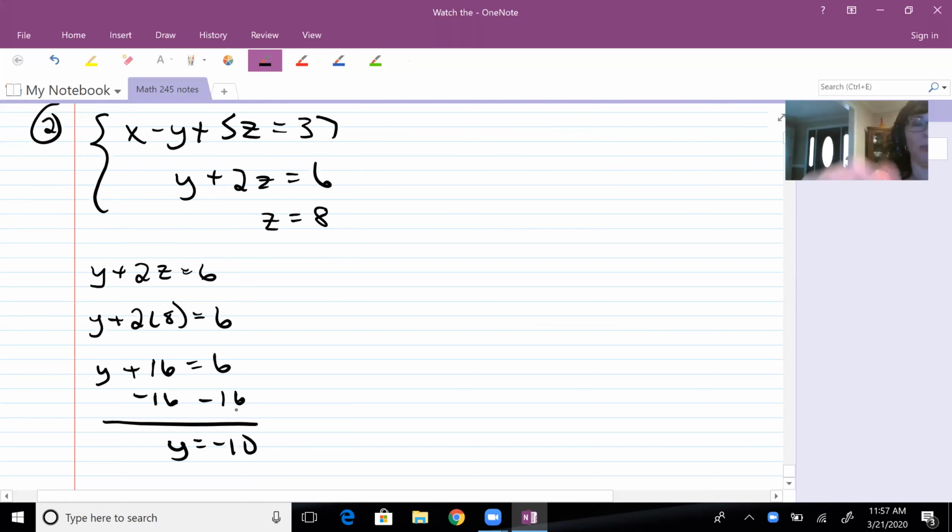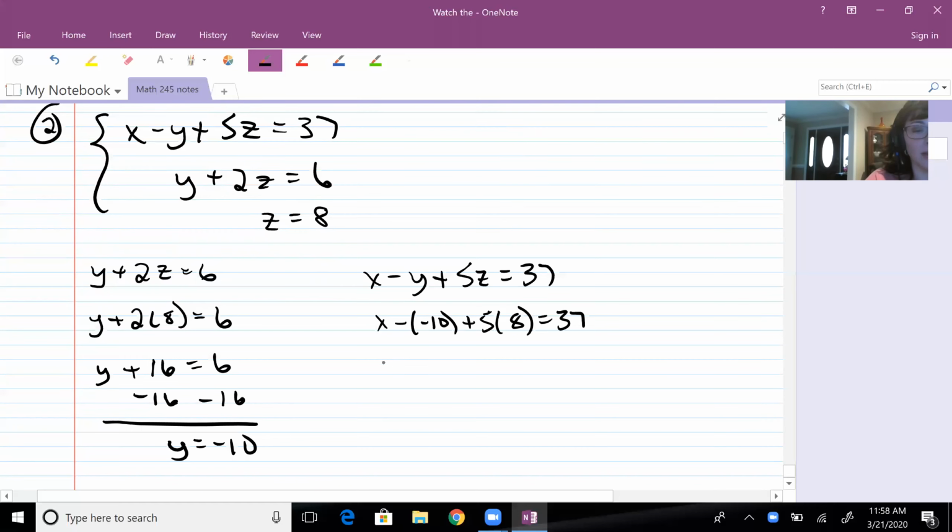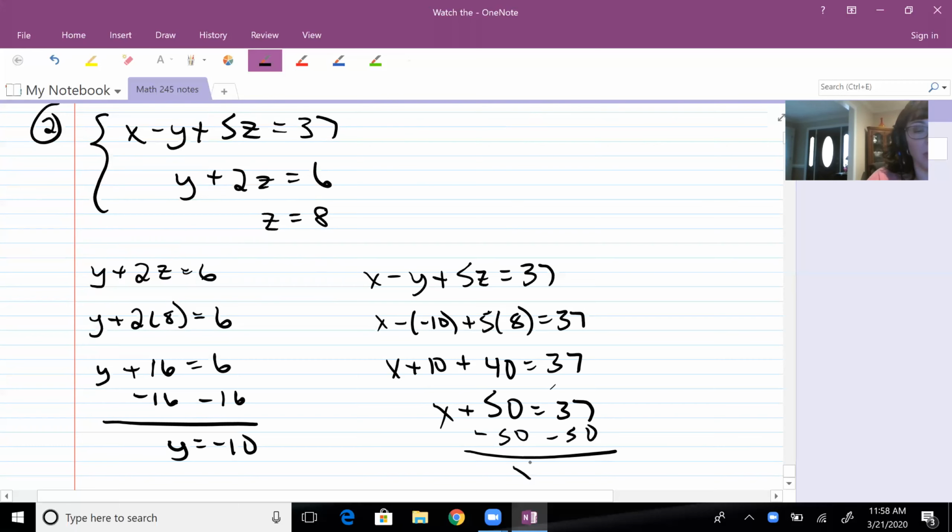And then we back up one more layer in our equation. So x minus y plus 5z equals 37. We know what y is. Watch your signs again. And we also know what z is. So that's going to be a plus 10 and a plus 40. On the left side, the 40 and the 10 will add to a 50. And then all we need to do is to get rid of that 50, and we will have found the solution.